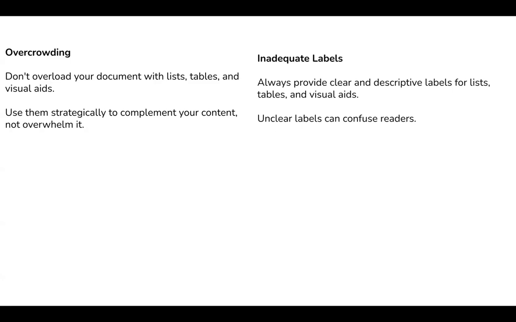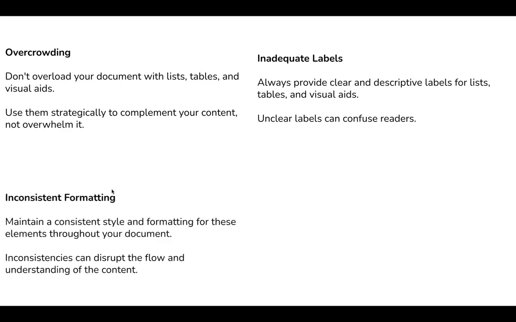So, inadequate labels. Always provide clear and descriptive labels for lists, tables, and visual aids. After each table, you can add a description of what the table is trying to convey, and you should label your visual aids, such as images of maybe the engine you are trying to talk about, things like that. So you should just label them properly. You can use the guidelines we discussed about lists, tables, and visual aids to help you in this case.